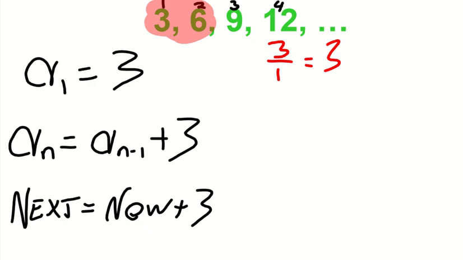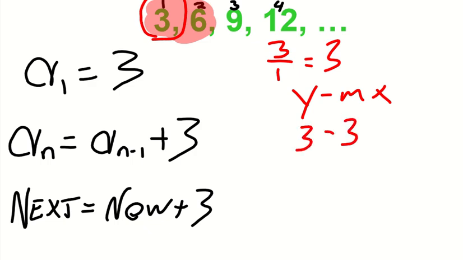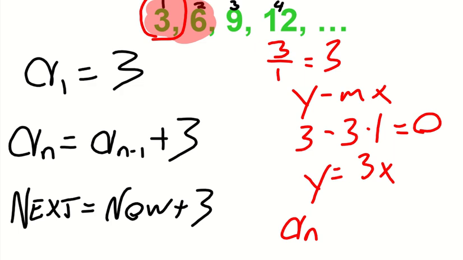All right? Can do y minus mx to find our y-intercept. So if we take a y value, I'll use those, minus 3 times x value is 1, that's 0. So we would have y equals 3x with a normal linear function, right? But since it's not a linear function, instead of y, they're going to have a sub n. And instead of the x, we're going to have the n for the term number, okay?